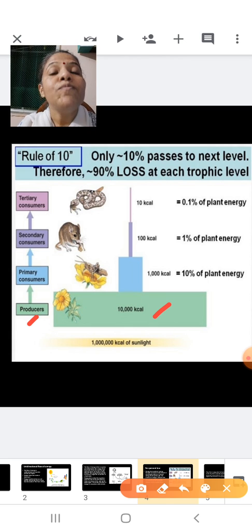So by the time the grasshopper comes and eats the plant, the grasshopper is only going to get how many kilocalories? This is our grasshopper. The grasshopper is only getting 1,000 kilocalories out of it. That is, 10% of the plant's energy is only given to the grasshopper. 90% is lost, as I told you, in the form of respiration, growth, maintenance, and lost as heat also, because it is getting transformed from one form to another. Correct. So 10% of energy is only passed on to the next trophic level.